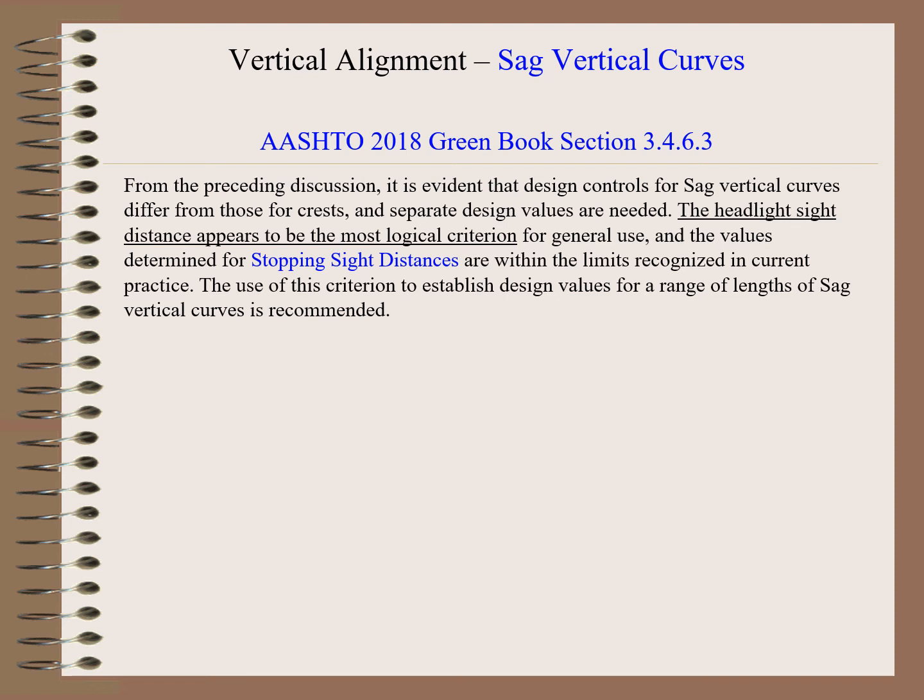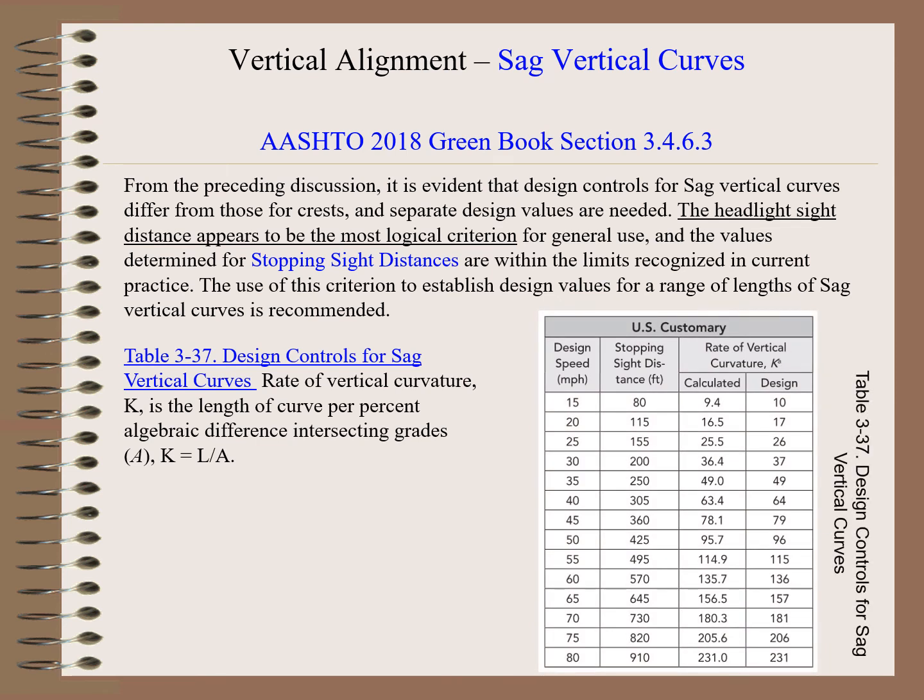The headlight sight distance appears to be the most logical criterion for general use, and the values determined for stopping sight distances are within the limits recognized in the current practice. The use of this criterion to establish design values for a range of lengths of sag vertical curves is recommended.